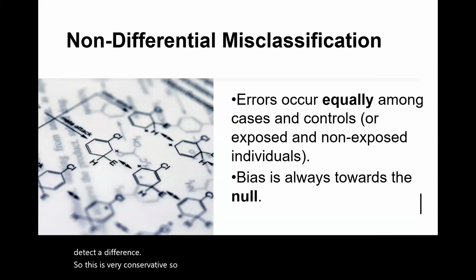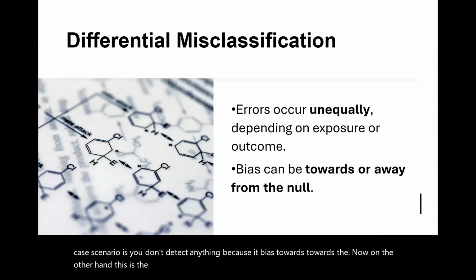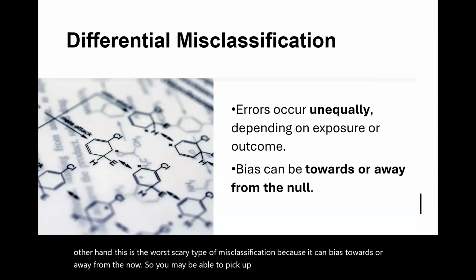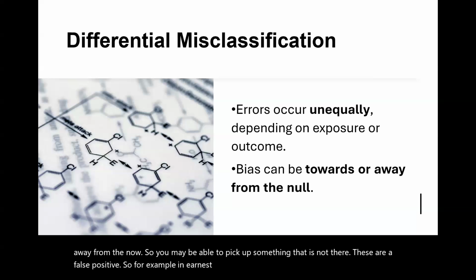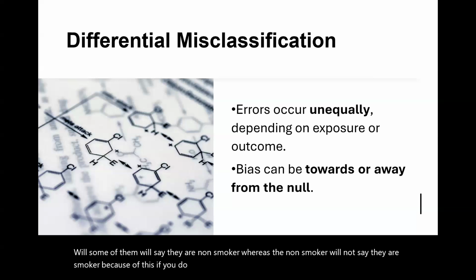So when you have non-differential misclassification, the worst case scenario is you don't detect anything because it biases towards the null. On the other hand, differential misclassification is the scary type because it can bias towards or away from the null. So you may pick up something that is not there. These are false positives. For example, some smokers will say they are non-smokers, whereas non-smokers will not say they are smokers. Because of this, if you do such a study, it may find that there's an effect when there's no effect.